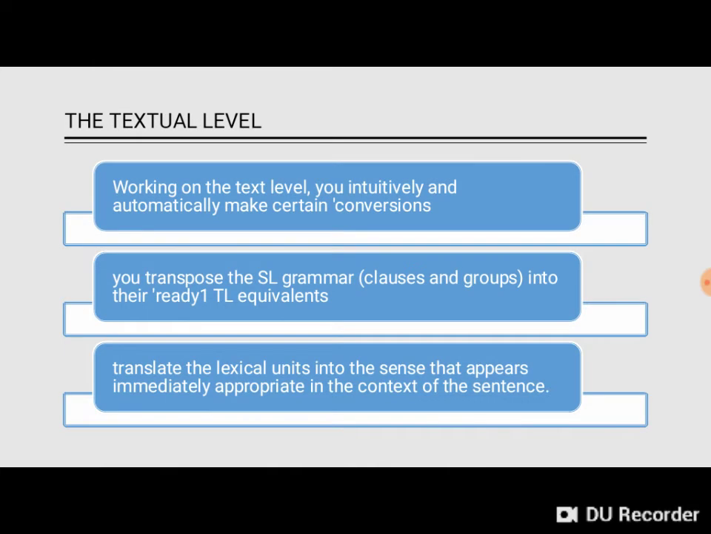Well, we have the textual level. Working on the text level, you intuitively and automatically make certain conversions. You transpose the SL grammar classes and groups into the ready TL equivalents, and you translate the lexical units into the sense that appears immediately appropriate in the context of the sentence.